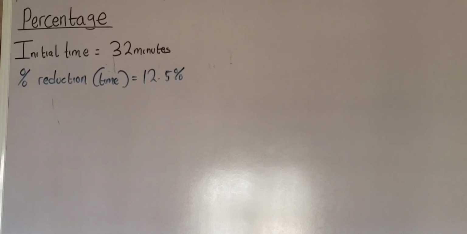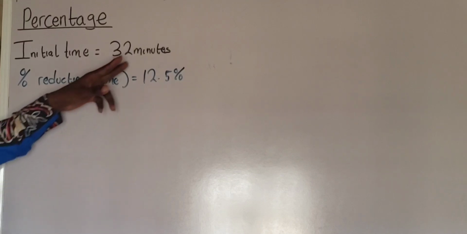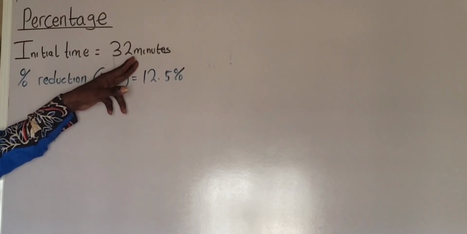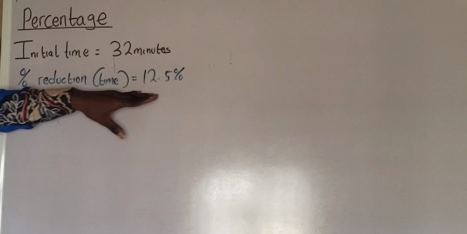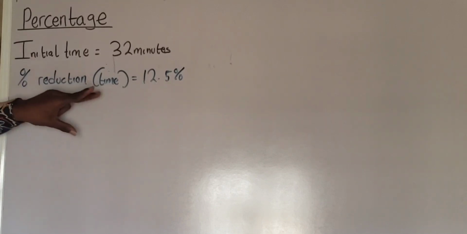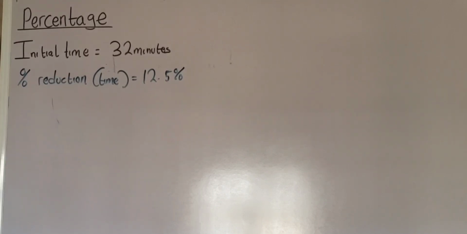When the old tools are used, the company or organization takes this initial time to make a part. But when a new tool is employed, we are told in the question that the time is reduced by this percent. So we are only given the percentage reduction in time. We are not given the actual time by which it is reduced.